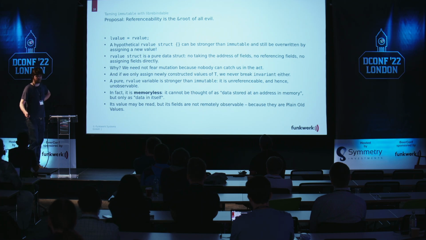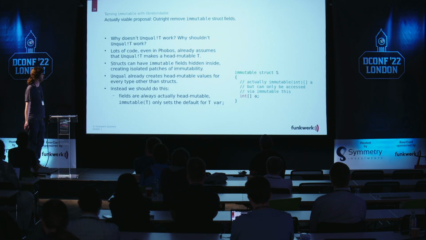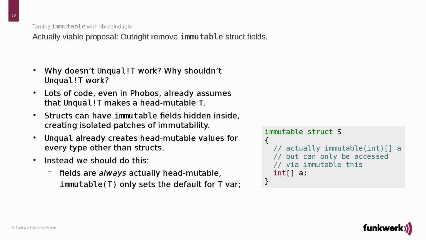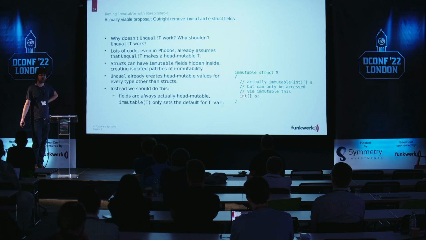Right. Now, the slightly more practical solution maybe is, well, why doesn't Unqual work? Why shouldn't Unqual work? I mean, Unqual should work, right? A lot of Phobos has the idea that you call Unqual and then you get a data type that can be mutated. But the problem is you get a data type that has methods on it that have immutable qualifiers and that expect this to be immutable. And none of those methods can now be called anymore.